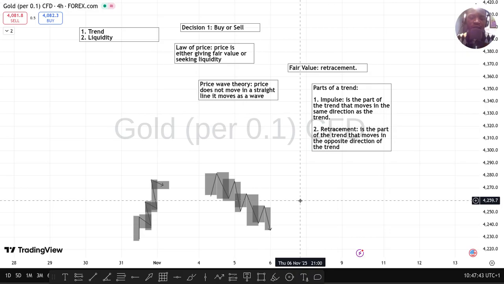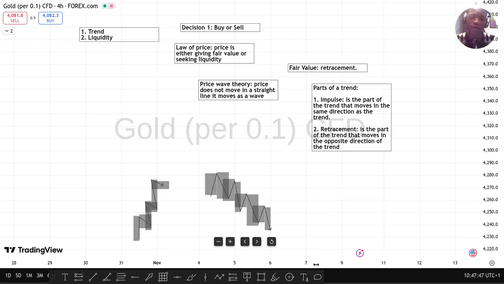And so I was trying to explain what fair value is. Fair value is simply the market's way of creating equality or fairness in the market environment, because in a trending market, if there was no fair value, if there was no equality in the market, only one market participant would just keep having a field day in the market.